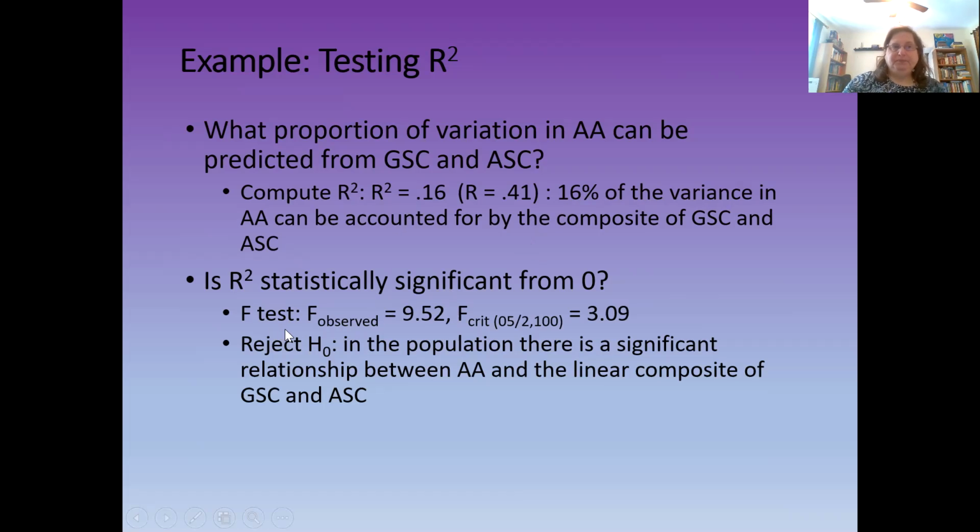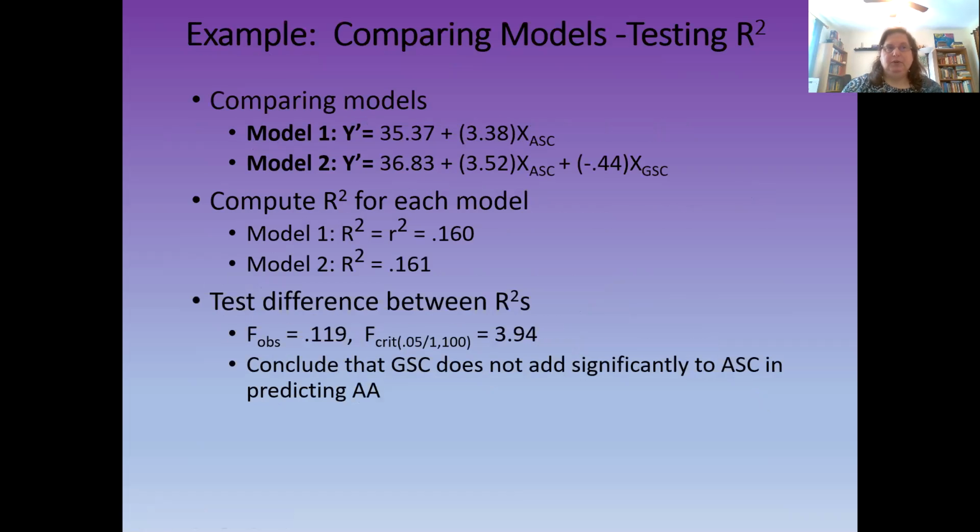We look at our ANOVA. F observed, what our F is in the ANOVA table, is 9.52. The critical value, had we looked it up in a chart or something, would be 3.09. That's not important because it'll just tell us in the ANOVA table the exact p-value. But we know that clearly we can reject the null hypothesis because there is a significant relationship between academic achievement and the linear composite of general self-concept and academic self-concept. Okay.